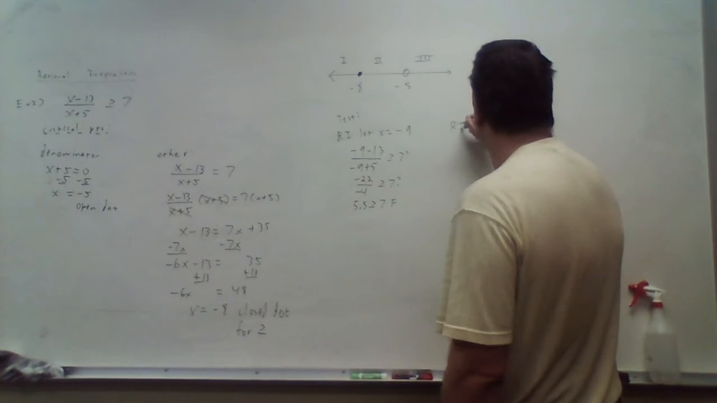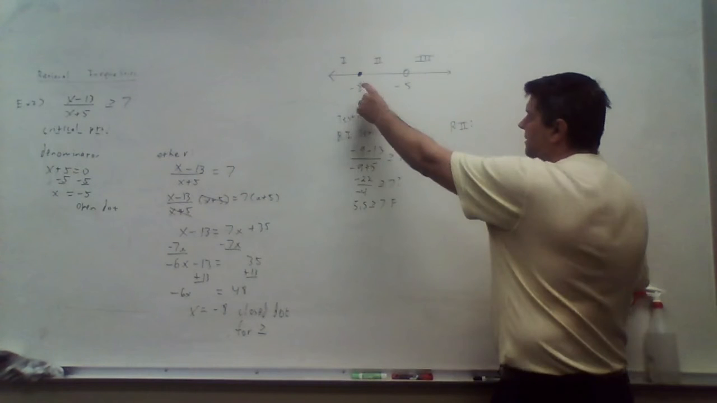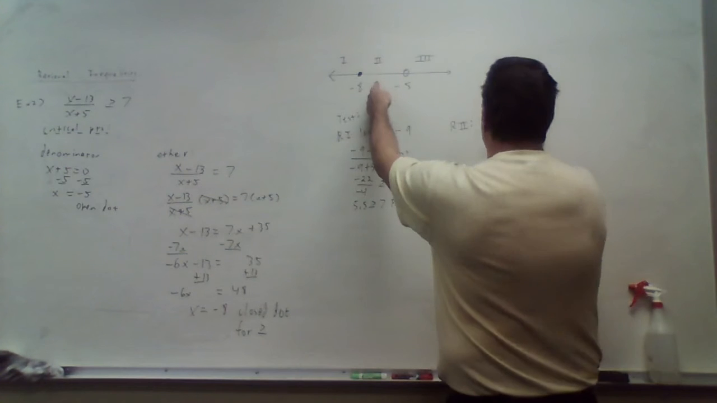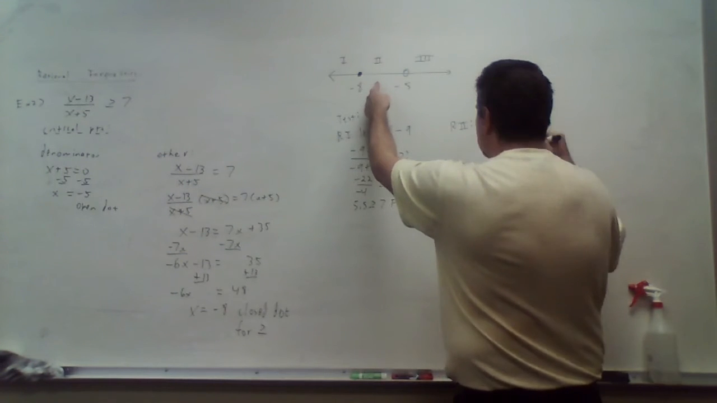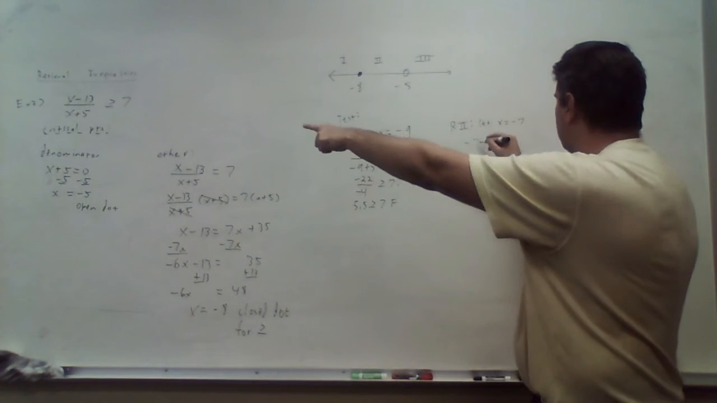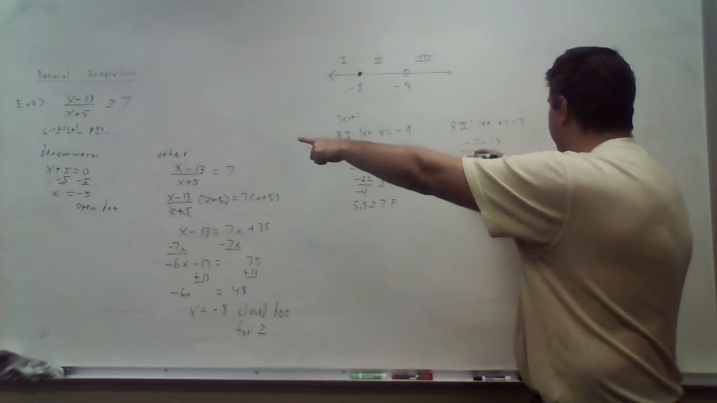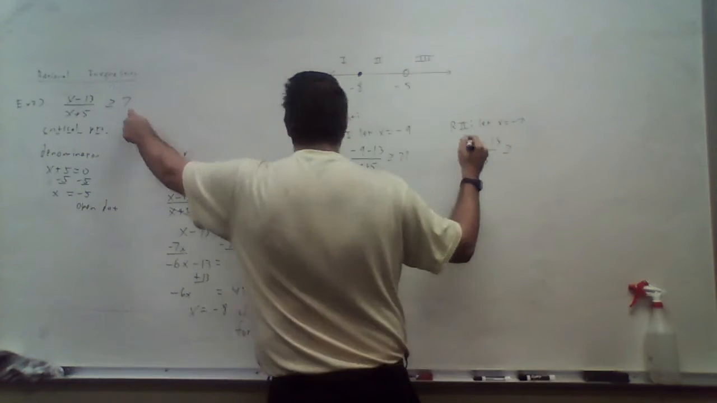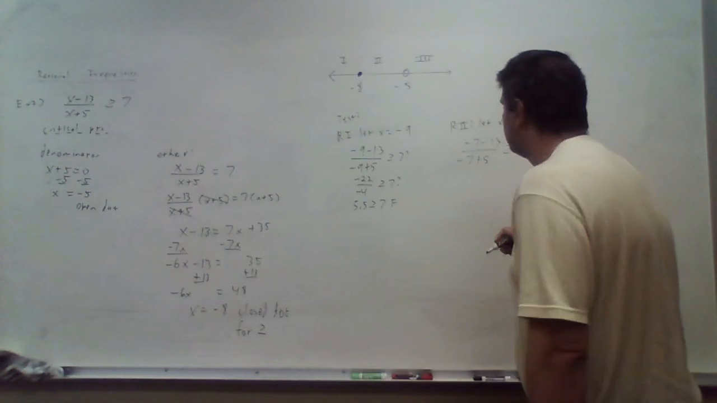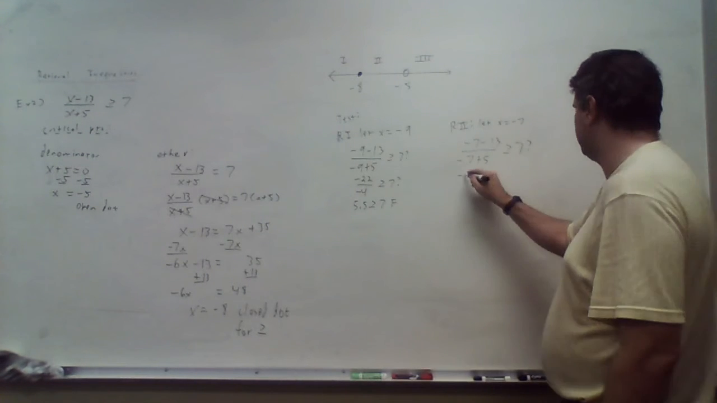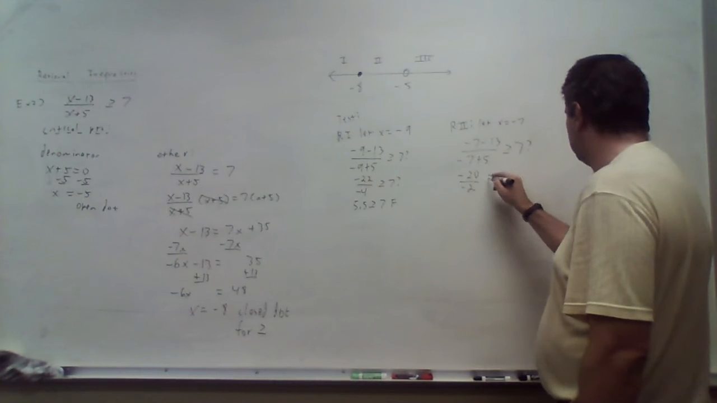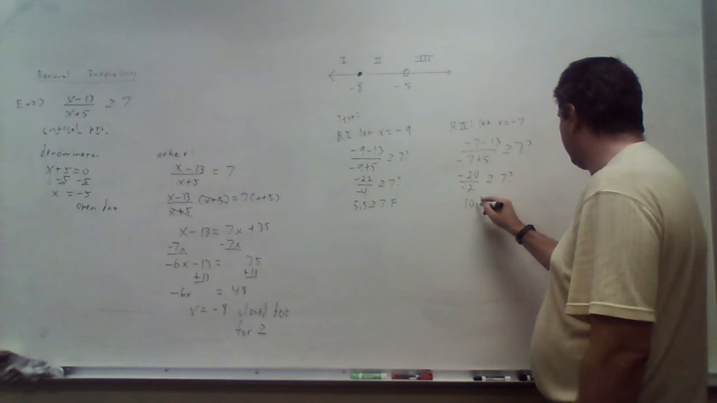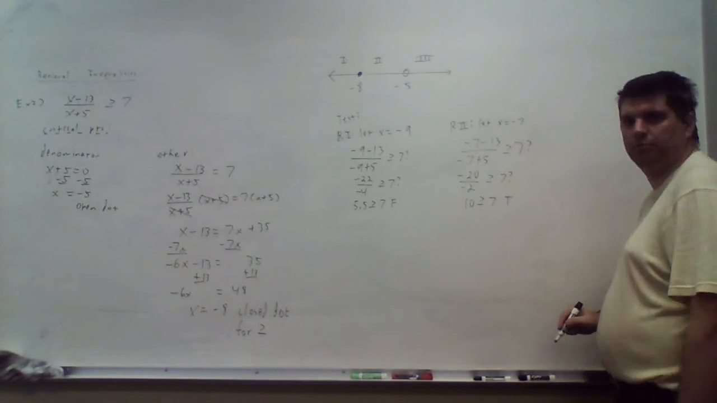Region 2. We could use anything between negative 8 and negative 5. So negative 7. So I want to know if negative 7 minus 13 over negative 7 plus 5 is greater than or equal to 7. Negative 20, negative 2, and we end up with 10 greater than or equal to 7, which is true.